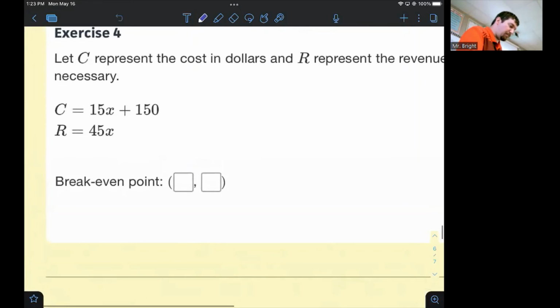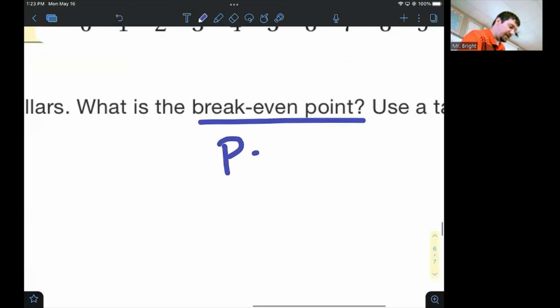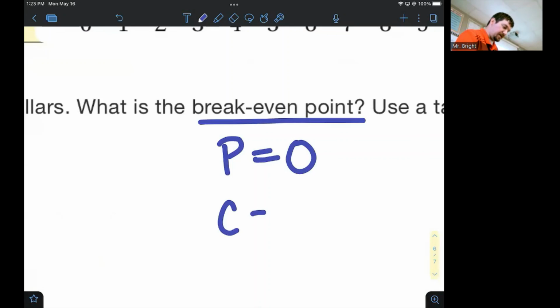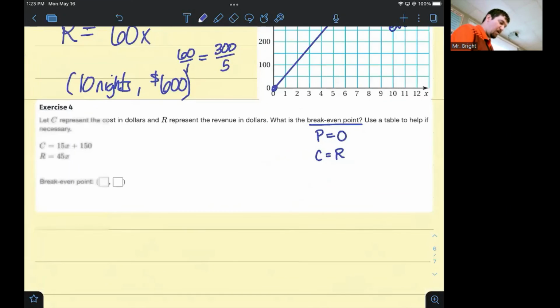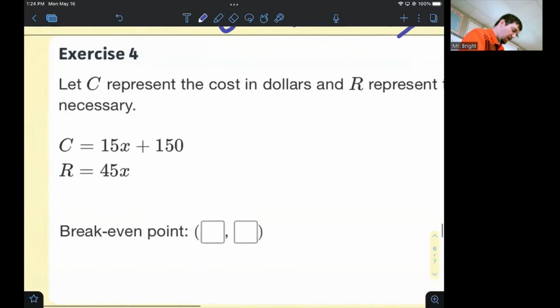So the break-even point is when profit equals 0. When is profit going to equal 0? When cost equals revenue. There'll be no profit. So if I want my cost to equal my revenue, I'm just going to simply set them equal to each other. Now, I know this isn't a graphing homework, but they didn't give you a graph for number 4. So we're just going to use substitution. If C equals R, that means 15x plus 150 equals 45x.